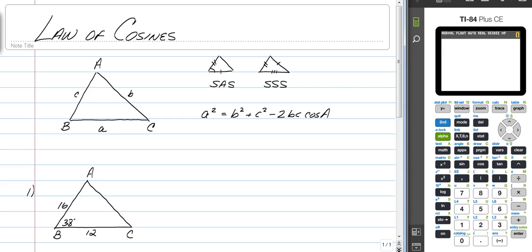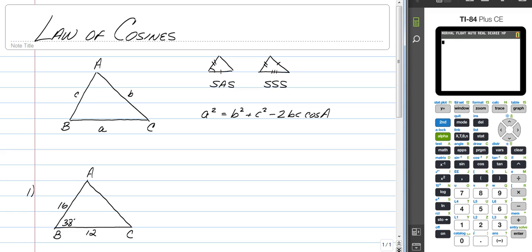Hey everybody, this is Mr. Longo, and in this video we are going to cover the law of cosines. Now, in a previous video, you probably already watched the law of sines. This is a totally different formula. It is a little bit more challenging to work with in terms of the calculator for one aspect of it, but it really is not that bad.